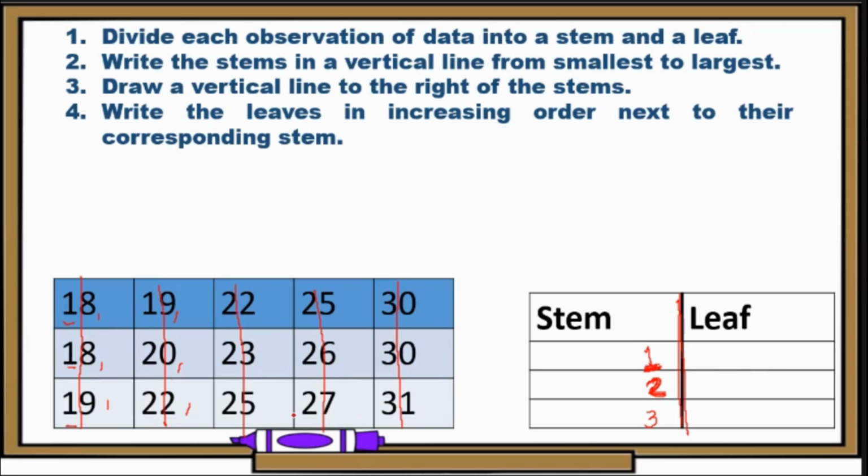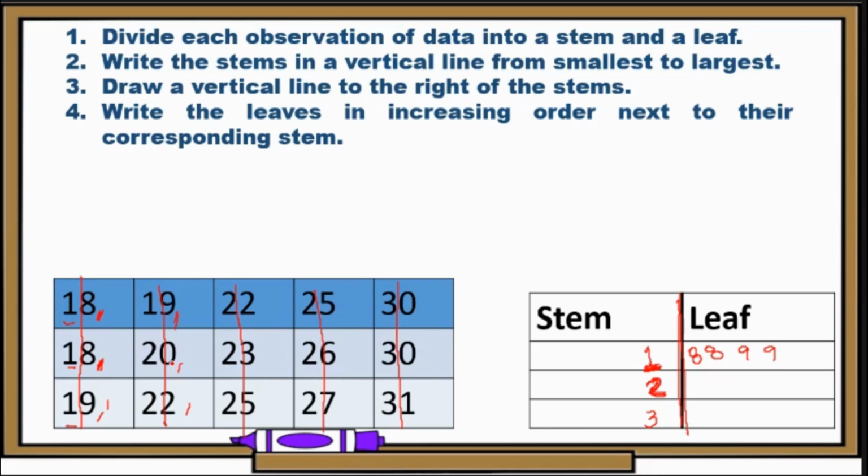Pagdating sa leaf, kung ilang beses siya nag-appear sa dataset, ganun karaming beses niyo rin siya dapat isusulat under the leaf column. So for example, 8. It occurred 2 times. So you are going to write here 8 twice. Okay? And then 9 also occurred twice. So dalawang beses mo rin siya isusulat under the leaf column.